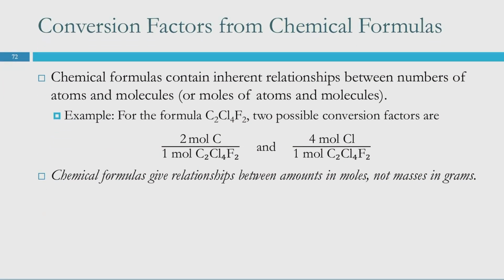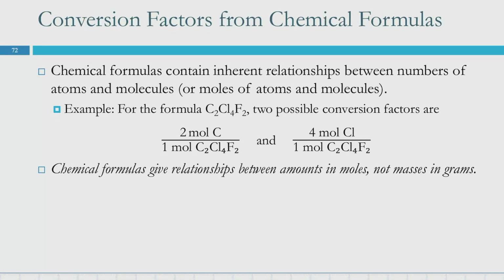All right, we can also get conversion factors from chemical formulas. Our chemical formulas contain some relationships between the number of atoms and molecules. So how many atoms of a particular element are in a molecule? For example, for this chemical formula, this is the freon that we saw in a previous example, we can get a couple of conversion factors.